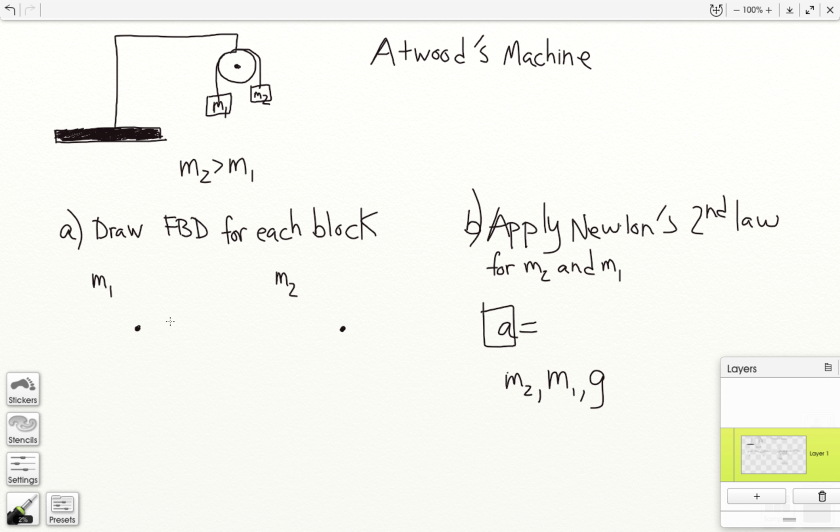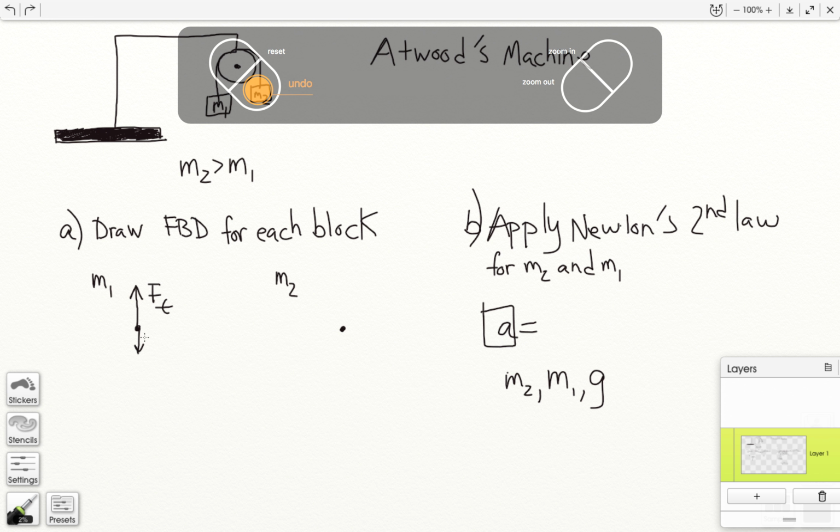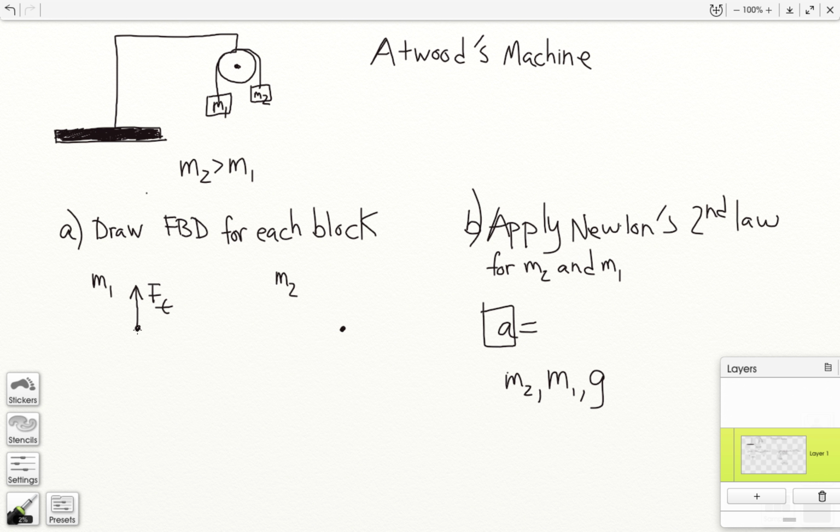Okay, so for mass 1, we have two forces acting on it. One is the tension force of the string, and one is the force of gravity on mass 1. So we'll have Ft, which is the force of tension. Now, since mass 2 is greater than mass 1, mass 1 will be moving upward, which means that this tension force has to be greater. So we'll draw the gravity arrow smaller than Ft. This is Fg of mass 1, and that is the free body diagram of mass 1.